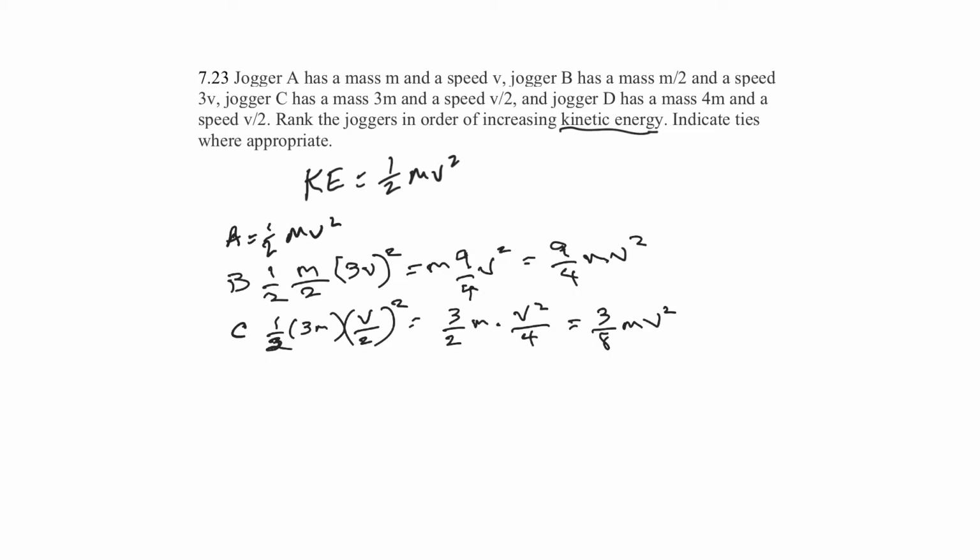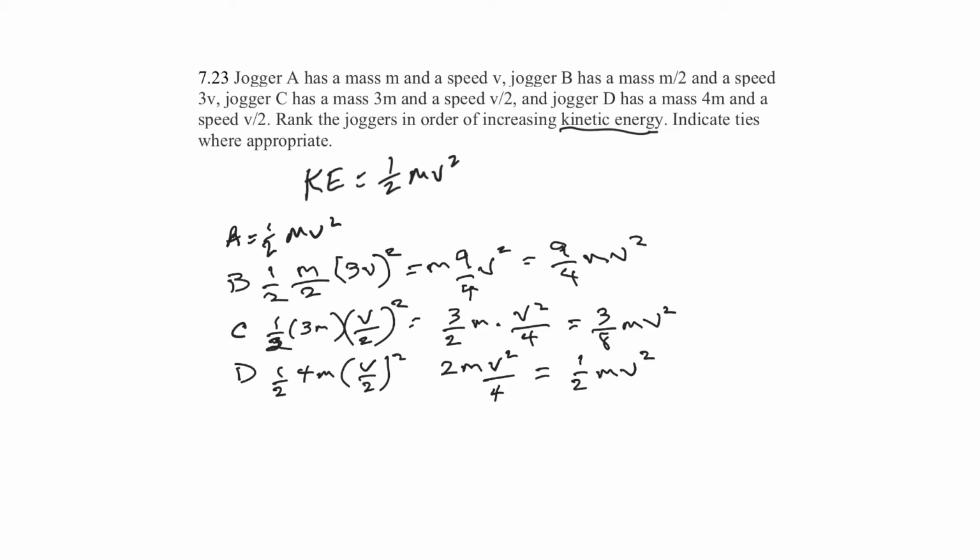And the last one, jogger D, has a mass of 4m and a speed of a half velocity. All right, so 1/2 times 4m times 1/2 velocity. So 4 over 2 is 2m times v squared over 4, and that'll equal 1/2 mv squared again.